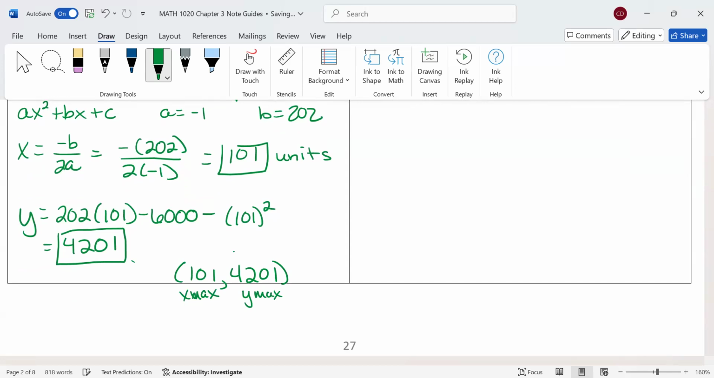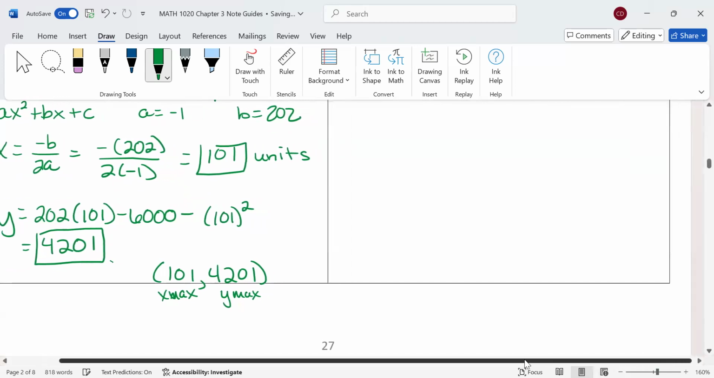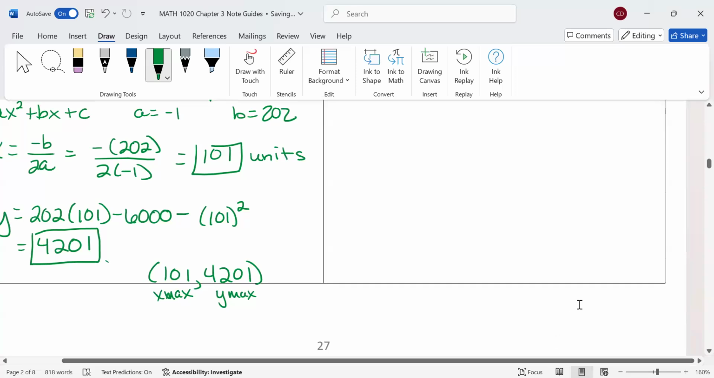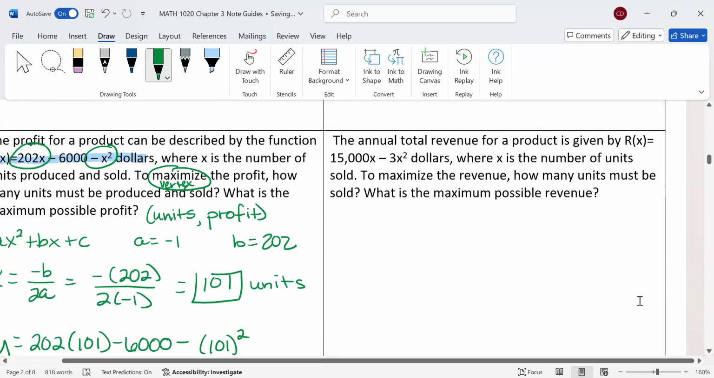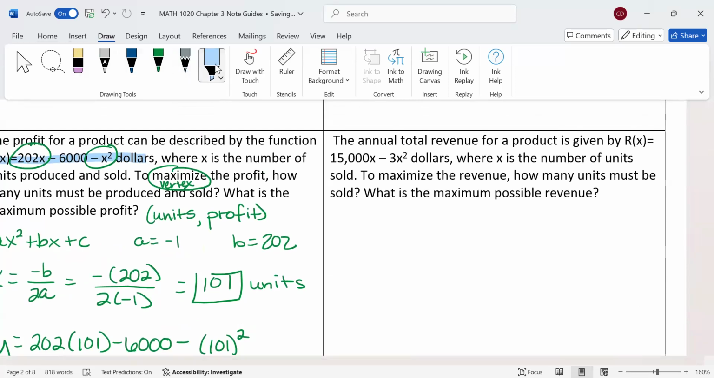Okay, so it would be really difficult to find the vertex on the calculator unless you're pretty comfortable with it as far as adjusting your window. Okay, and you can also do the other ones by hand to find the vertex like this if you prefer. But I'm just going to do it with the word problems. The annual total revenue for a product is given by this equation, where X is the number of units sold, and we're looking to maximize. That means we're going to find the vertex of the revenue. X is units, Y is revenue.